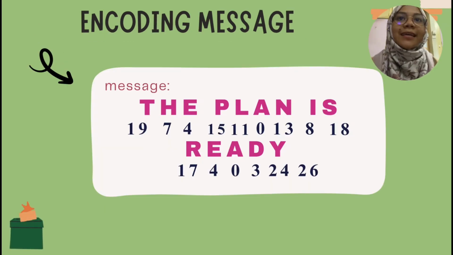Next, let's encode the message. We represent the message numerically, where each letter corresponds to its position in the alphabet, which is A equal to 0, B equal to 1, and spaces are represented by 26. For this message, the numerical representation is 19, 7, 4, 15, 11, 0, 13, 8, 18, 17, 4, 0, 3, 25, and 26. We organize these numbers into a matrix suitable for multiplication with the 3 by 3 encoder matrix.